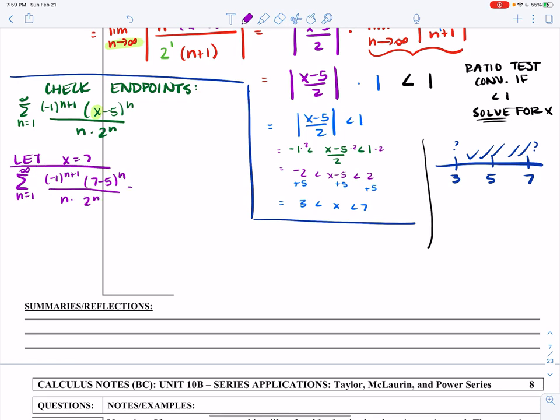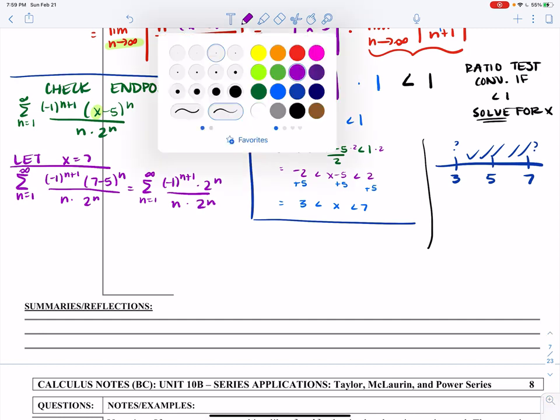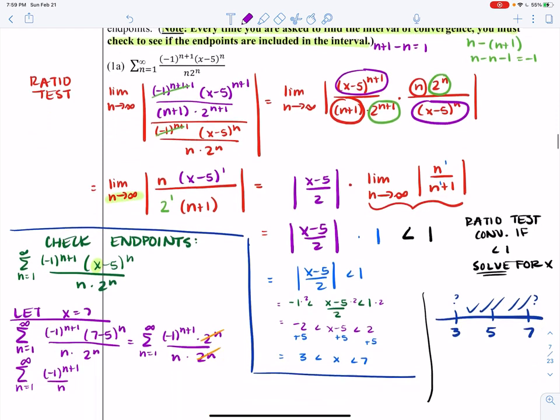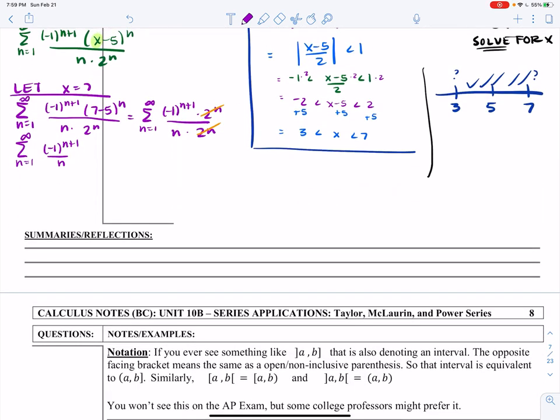Well, I can simplify that. The sum from n equals 1 to infinity, -1 to the n plus 1. That becomes 2 to the n over n times 2 to the n. I can get rid of my 2 to the n's, and this series becomes -1 to the n plus 1 over n. And -1 to the n plus 1 is just going to be the sum of 1 over n.